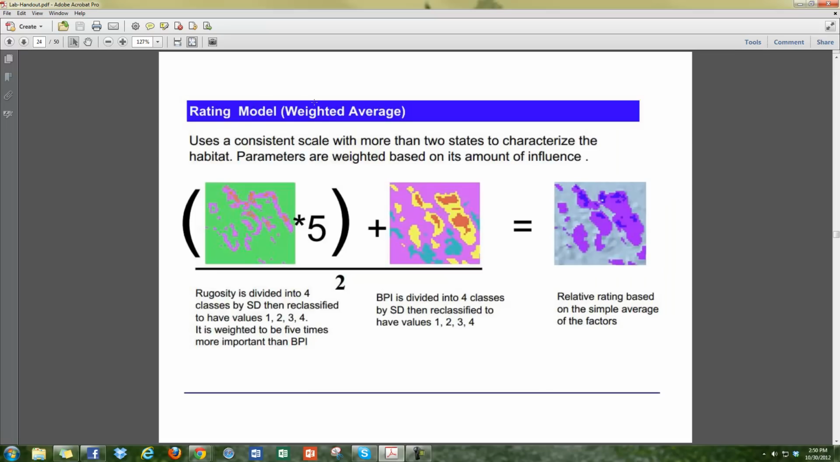And then you have weighted averages. So if you had some parameters that were more important than other parameters, you can say, okay, the rugosity is very important, so I'm going to multiply it by 5, while the BPI is not as important, so I'm just going to leave it alone and add those together. This is with the weighted averages, so that we're averaging this at a higher weight, so it's more important. The unweighted version is saying that all parameters are equal to each other.